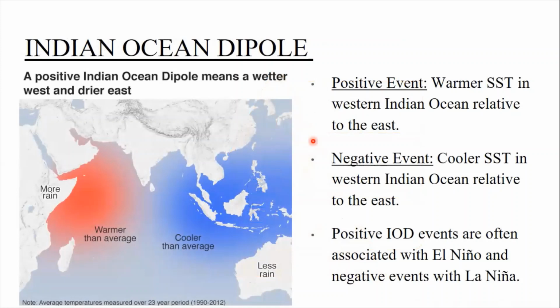Another phenomenon is the Indian Ocean Dipole. As the name suggests, a dipole is when we have two extremes adjacent to each other. In this case, we have a warmer side of the ocean and a colder side of the ocean. Here, SST is sea surface temperature. When there is warmer SST in the Western Indian Ocean relative to the Eastern Ocean, it is called a positive event. When there is cooler SST in the Western Indian Ocean relative to the East, it is a negative event. Positive IOD events are often associated with El Nino and negative IOD events are associated with La Nina.